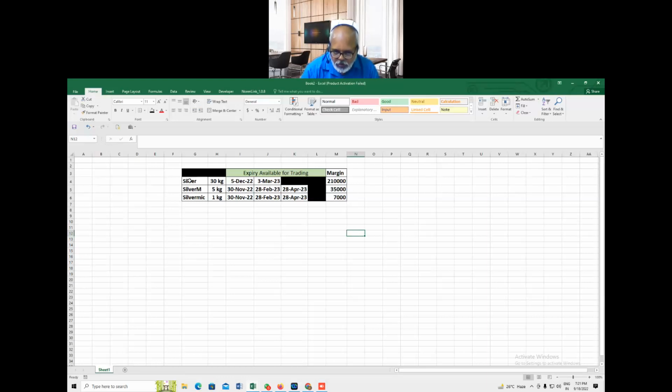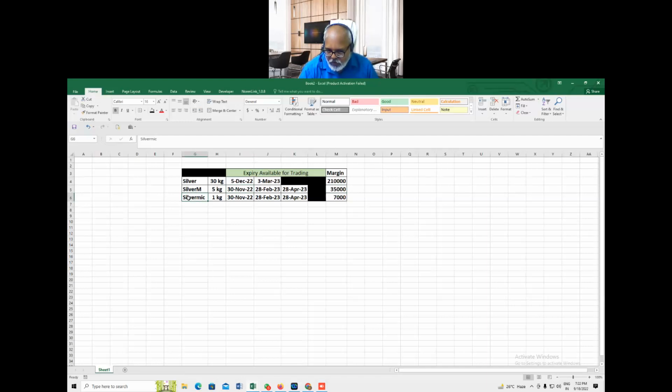One is the big silver, which is of 30 kg, and the expiries available for trading are 5th December and 3rd March. The margin required for one lot would be approximately 2,10,000. In case of silver M, the lot size is 5 kg, and it is available with different expiries like 30th November, 28th February and 28th April. Here the margin requirement would be approximately 35,000 per lot.